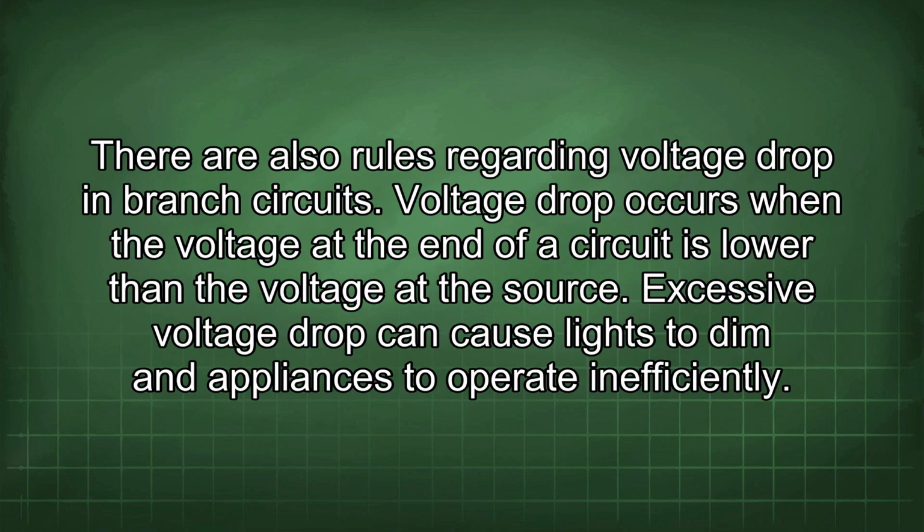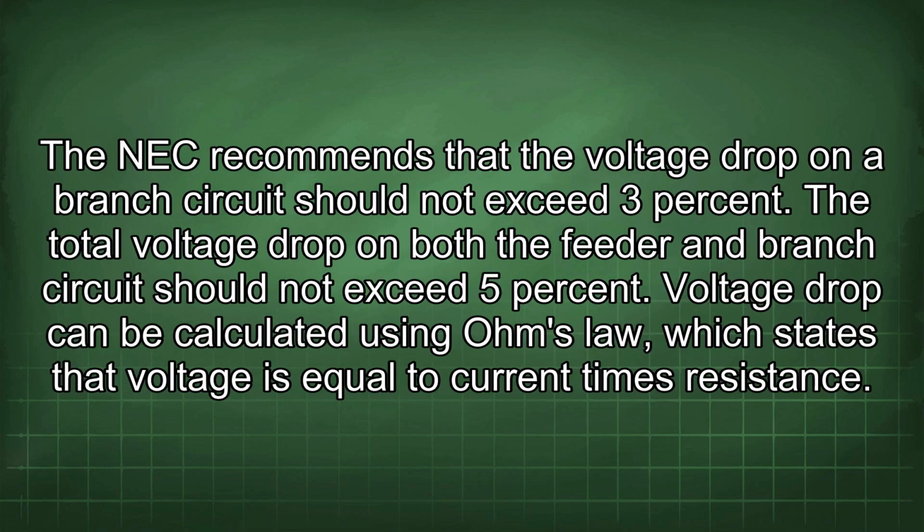There are also rules regarding voltage drop in branch circuits. Voltage drop occurs when the voltage at the end of a circuit is lower than the voltage at the source. Excessive voltage drop can cause lights to dim and appliances to operate inefficiently. The NEC recommends that the voltage drop on a branch circuit should not exceed 3%. The total voltage drop on both the feeder and branch circuit should not exceed 5%.